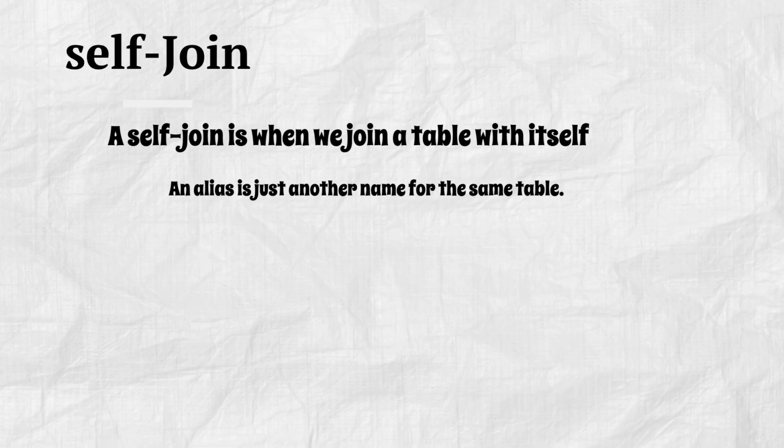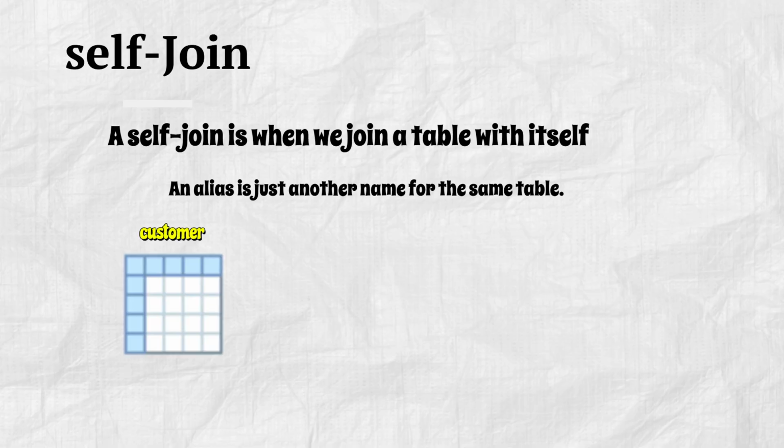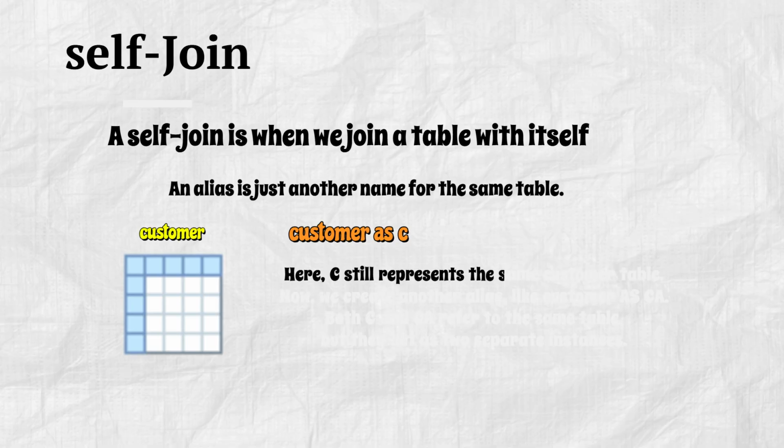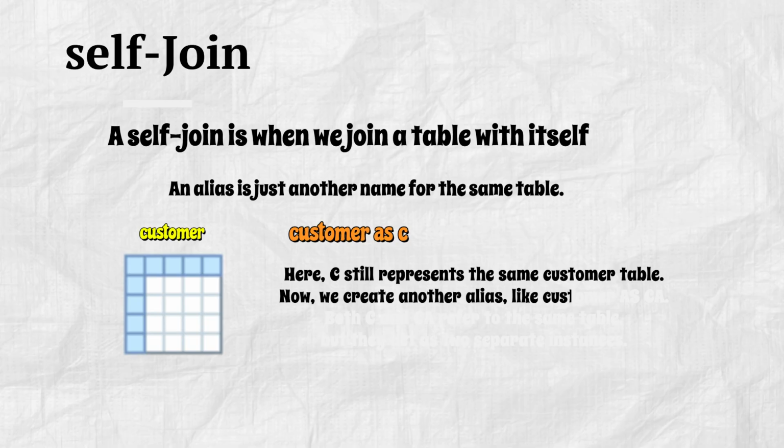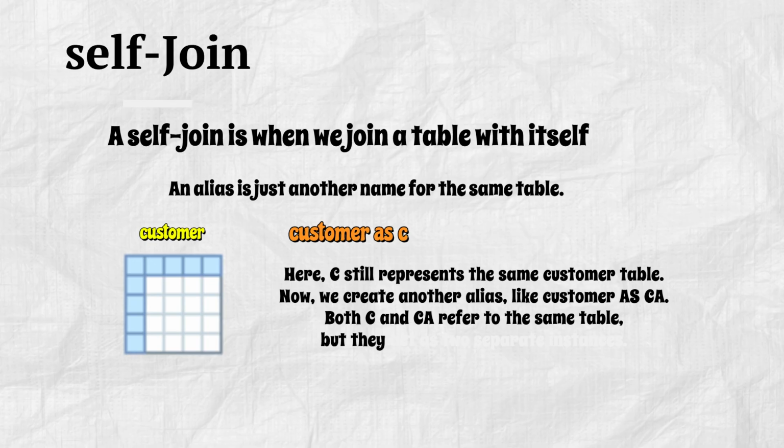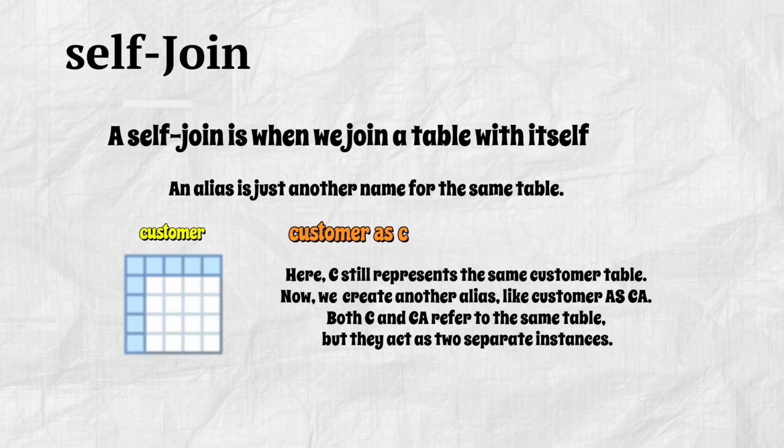For example, if we have a customer table, we can use customer as C, and here C still represents the same customer table, right? Now, let's say we create another alias like customer as CA. Both C and CA refer to the same table, but they act as two separate instances. Using these aliases, we can compare rows within the same table, which is called a self join. I hope you understand now. Let's start with our first question.